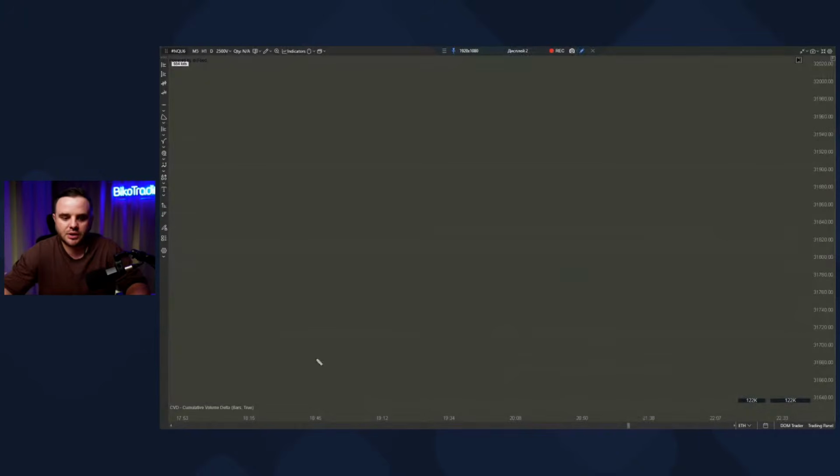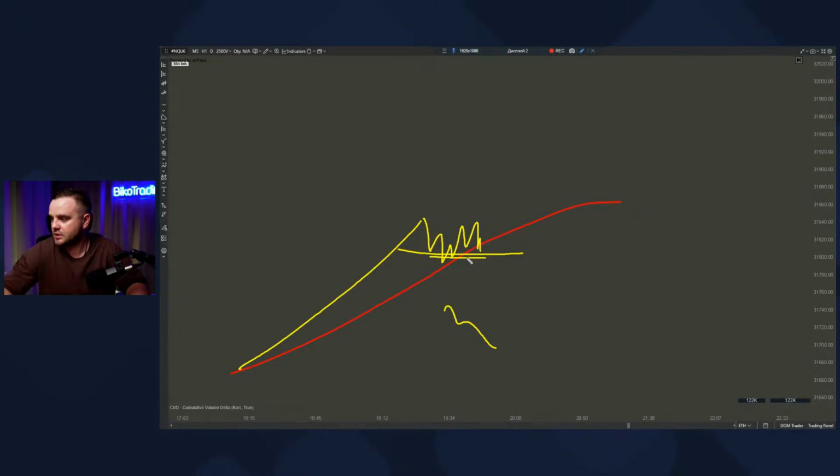First, we have a trend. Especially, I love to use VWAP, anchored VWAP or session VWAP. Price retests VWAP, and I see significant delta absorption, significant limit orders, significant buy orders. And because of that, I would definitely take a trade.